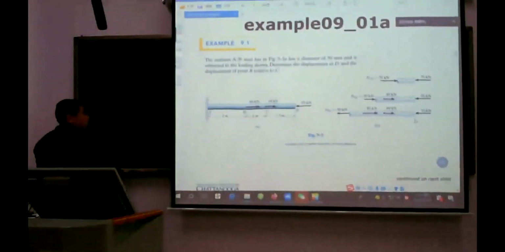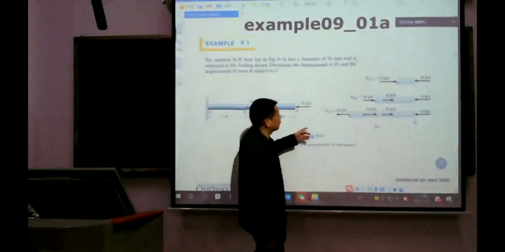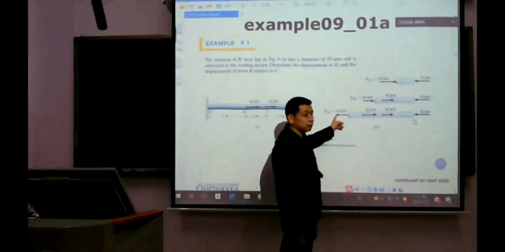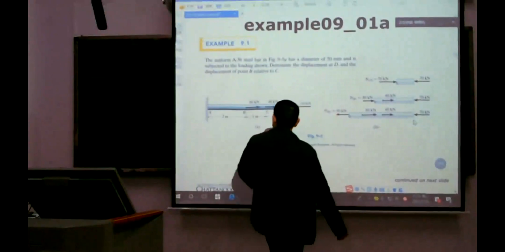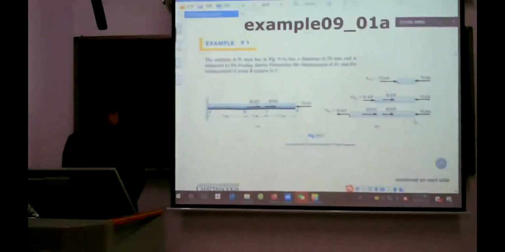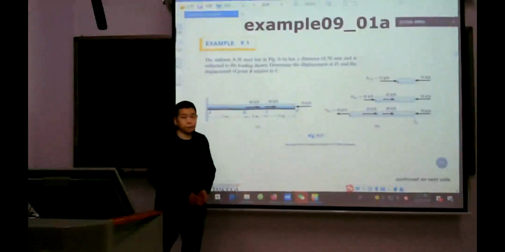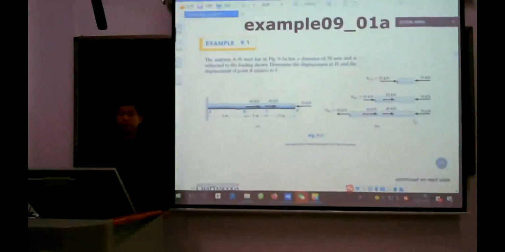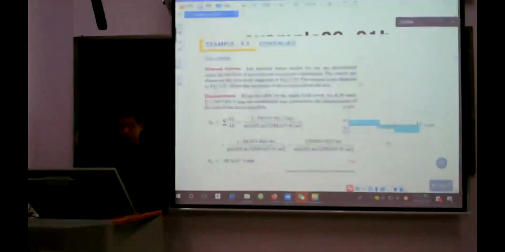Then, in the same way, we can get the normal force in AB. We can get 50. Then, when you want to find the deformation of the whole rod, make a sum.